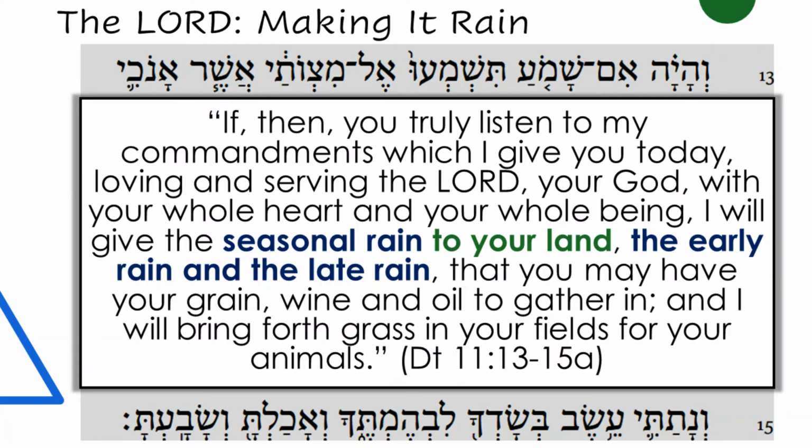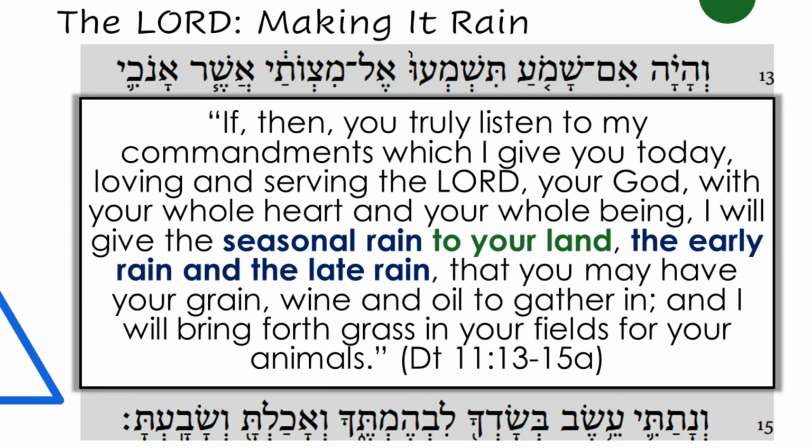Let's look at an example of why this is important. We look in Deuteronomy chapter 11. "If then you truly listen to my commandments, which I give you today, loving and serving the Lord your God with your whole heart and your whole being", this is classic Deuteronomistic theology. We'll talk about this later this semester. "I will give the seasonal rain to your land, the early rain and the late rain, that you may have your grain, wine, and oil to gather in, and I will bring forth grass in your fields for your animals."